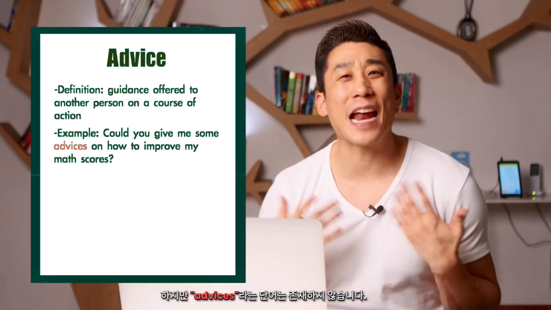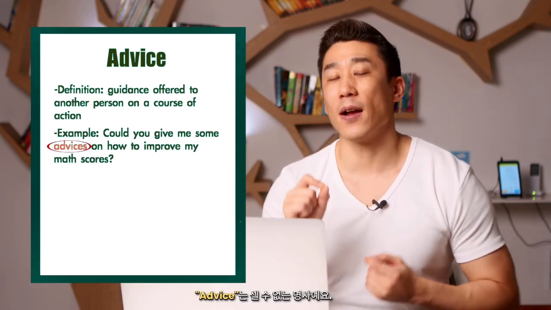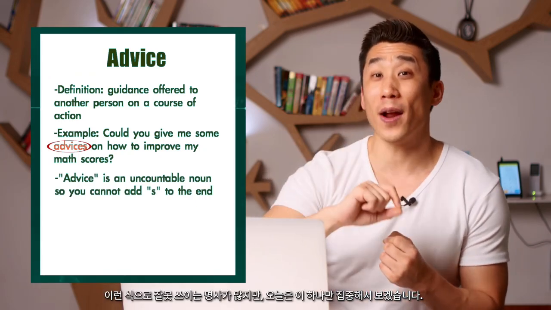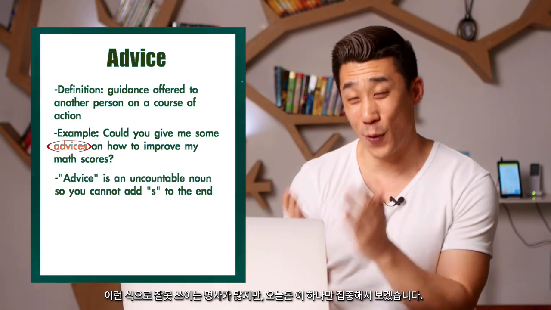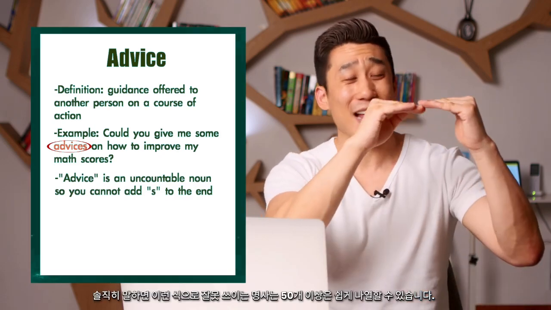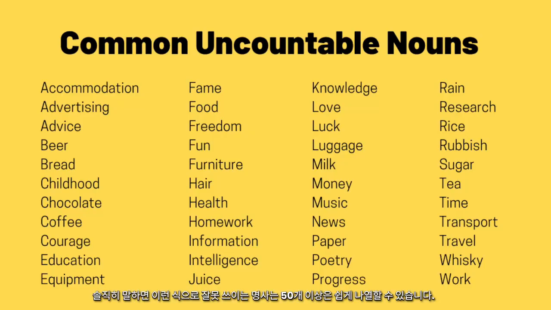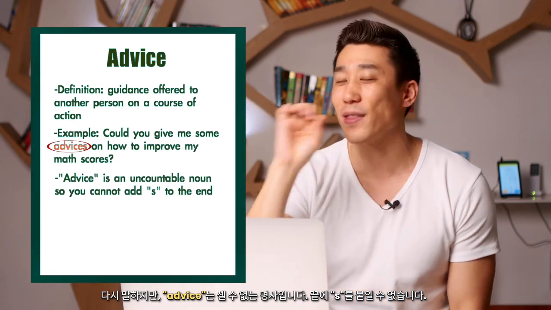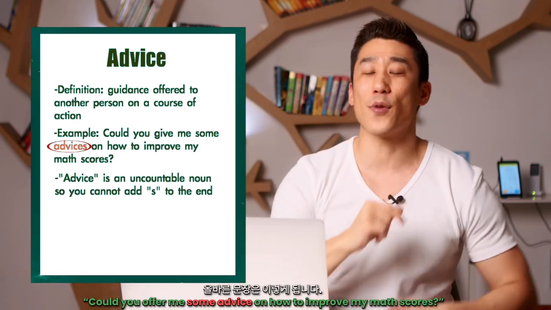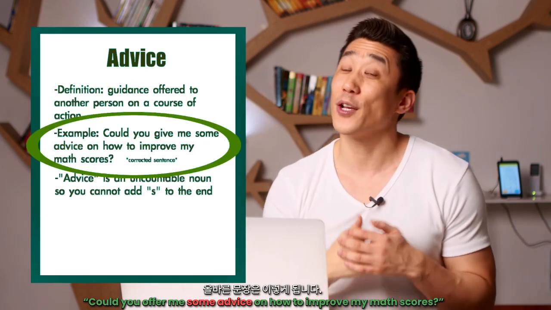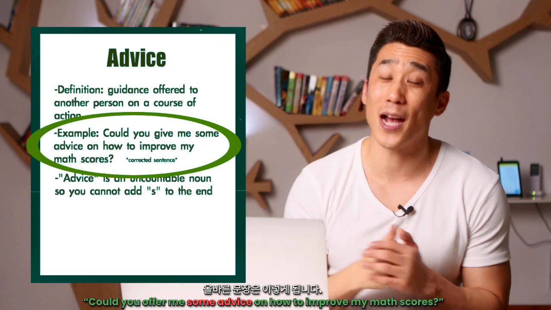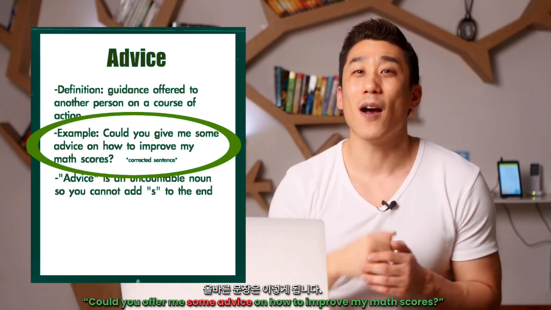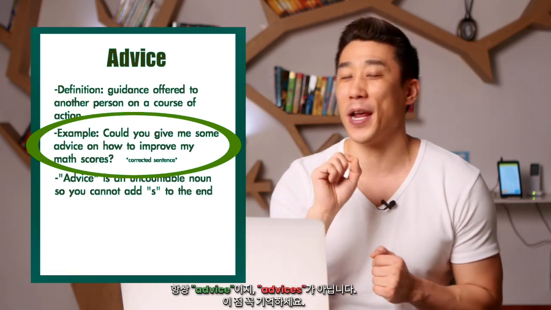There's no such word as advices, okay? It is not a countable noun. This is only one noun that gets misused this way. We're focusing on only this one, but I could honestly list at least 50 nouns that get misused in this form. So advices is not a countable noun. You cannot put the S at the end of it. Please remember that. The proper sentence would be, could you offer me some advice on how to improve my math scores? Always advice, never advices.